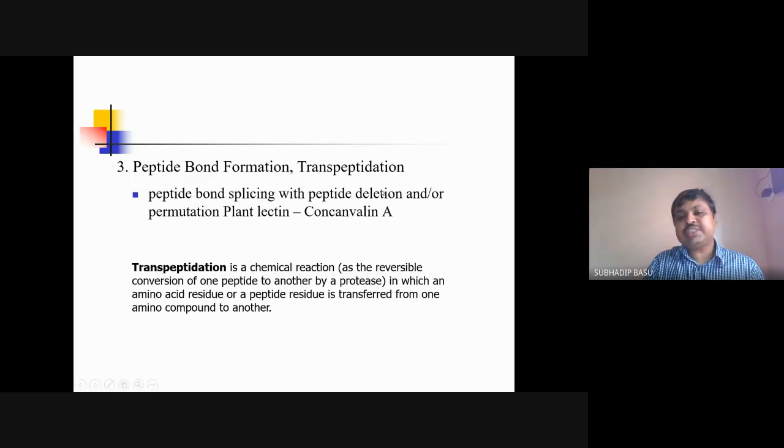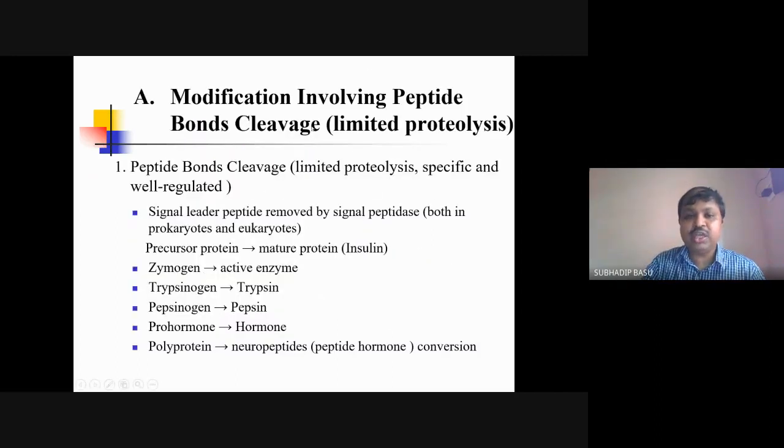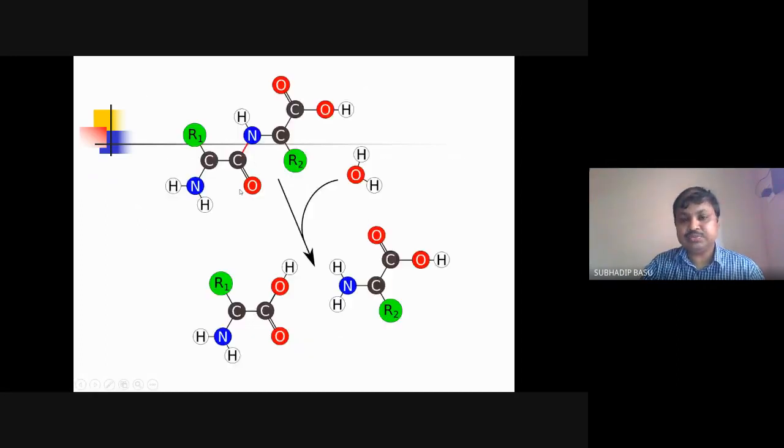So this is peptide deletion and or permutation, plant lectin. So this is an example. The protein formation changes, and the peptide is transferred from one amino compound to another amino compound. So this is another type of modification involving peptide bond cleavage.